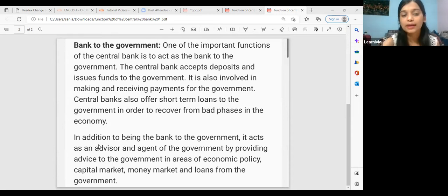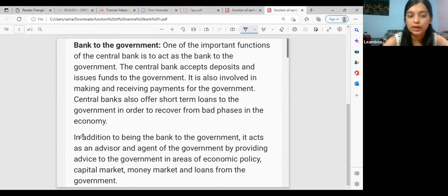And in addition to being bank of the government, you can skip this line. You can write it like this: the central bank acts as an advisor and agent to the government, providing advice to the government in areas of economic policy, capital market, money market, and loans.